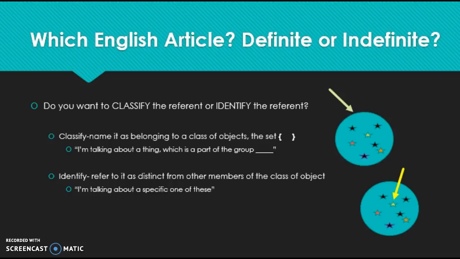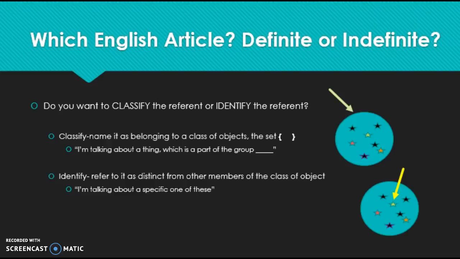Now, when do we use each article? When do we use the definite? When do we use the indefinite? The work that articles and determiners generally do is classifying and identifying the referent. And referent is just the fancy word for what we're referring to.